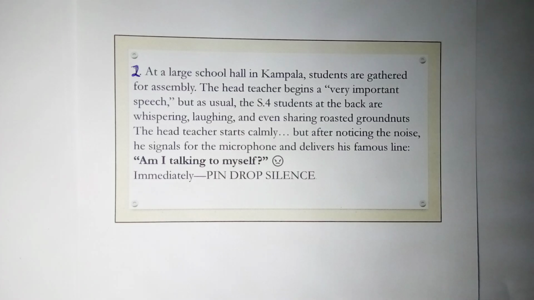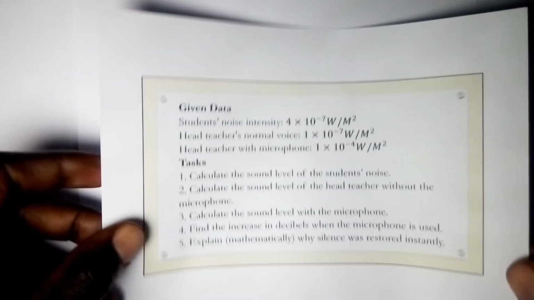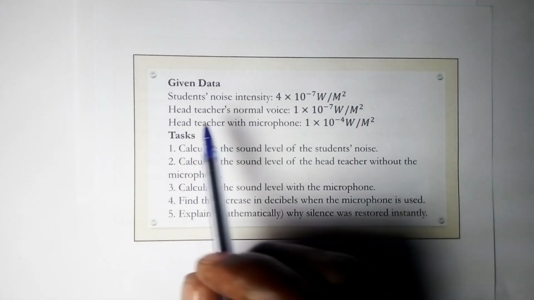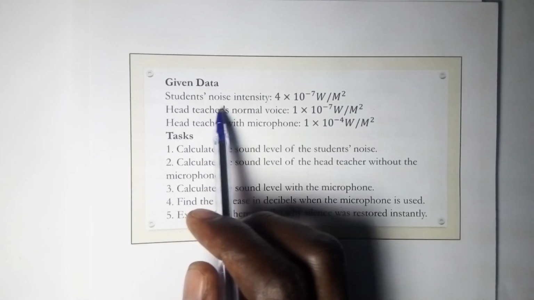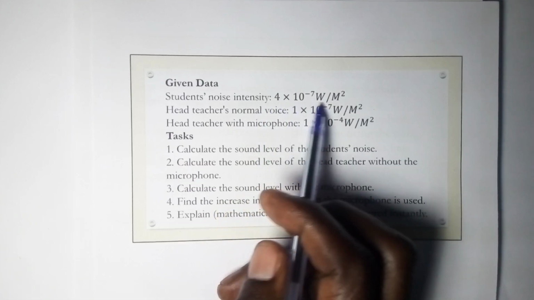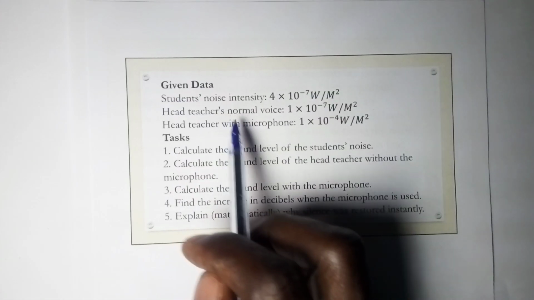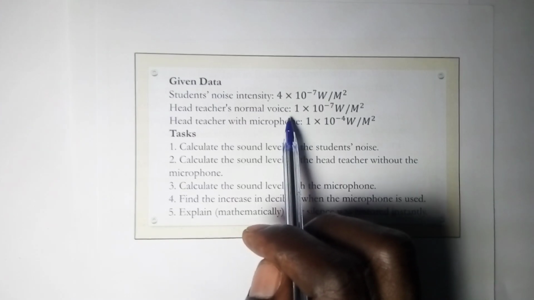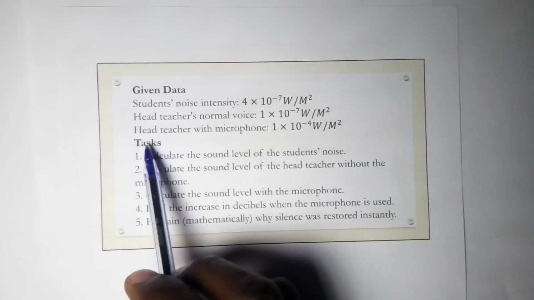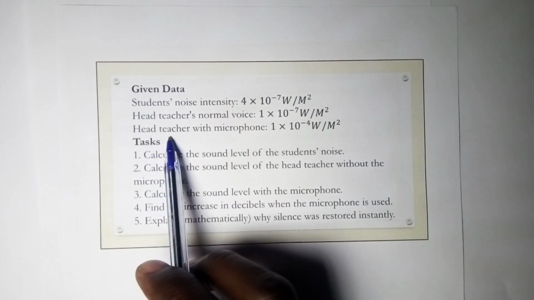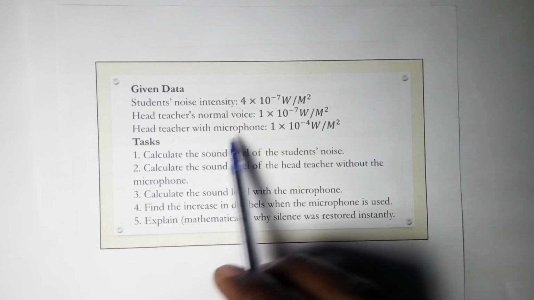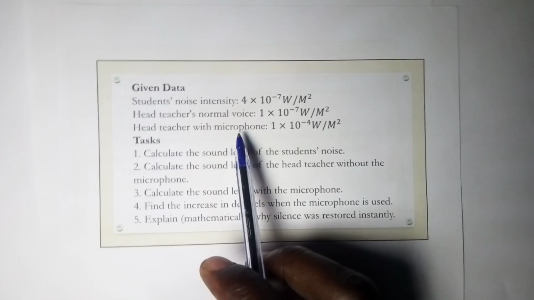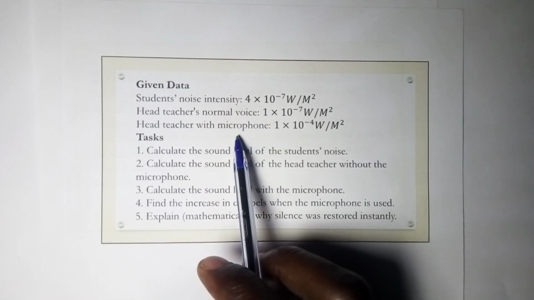So we have some given data here. The student's noise intensity is this one. The head teacher's normal voice when he's giving his speech is that one. We also have the head teacher with a microphone. Now here with a microphone, that means he must emphasize something, caution those who are making noise.